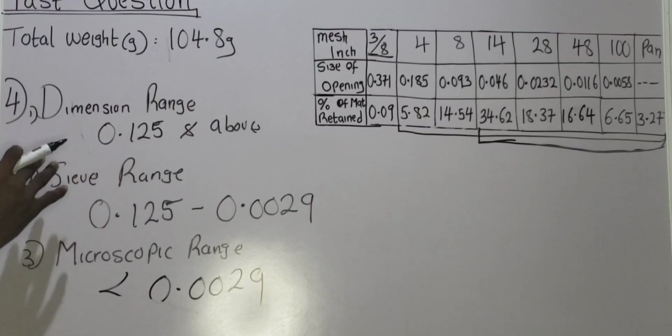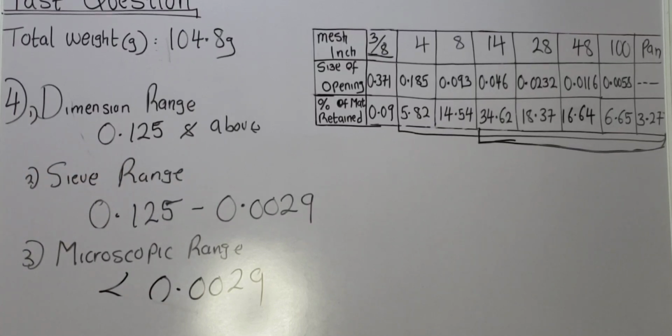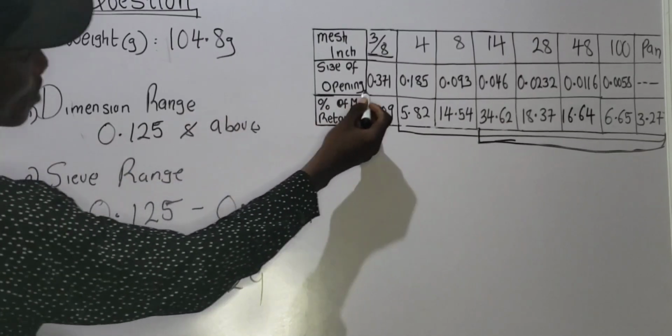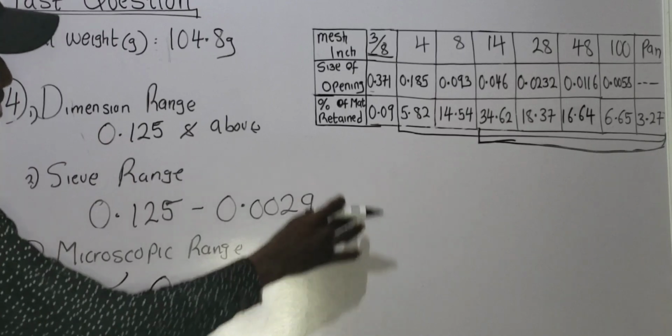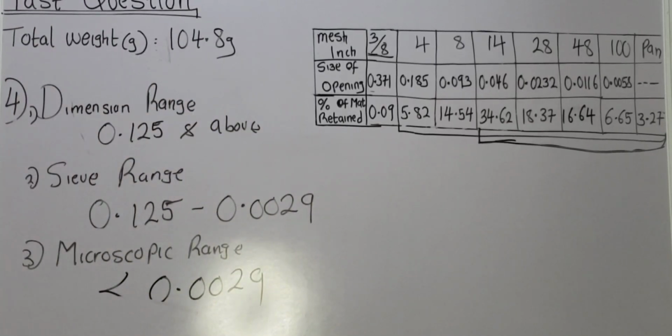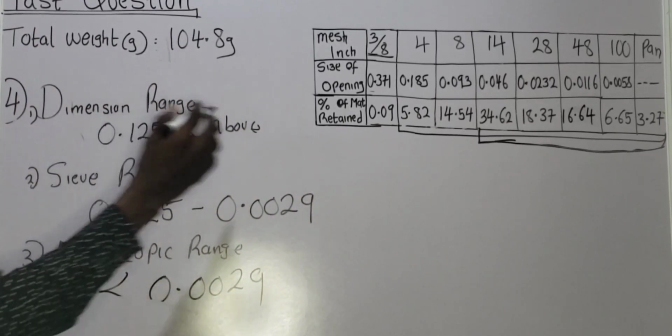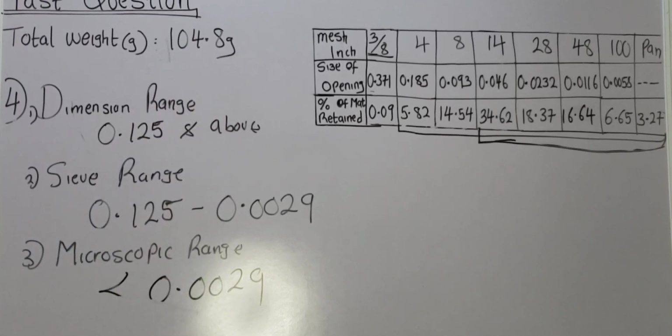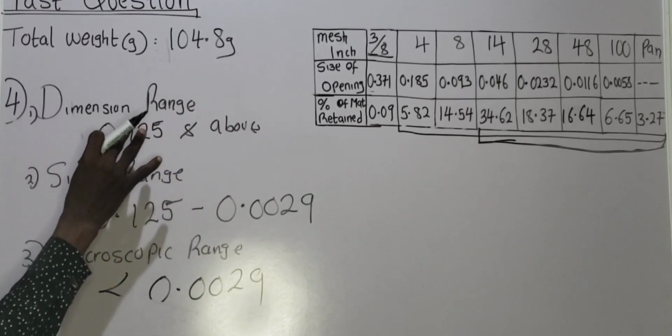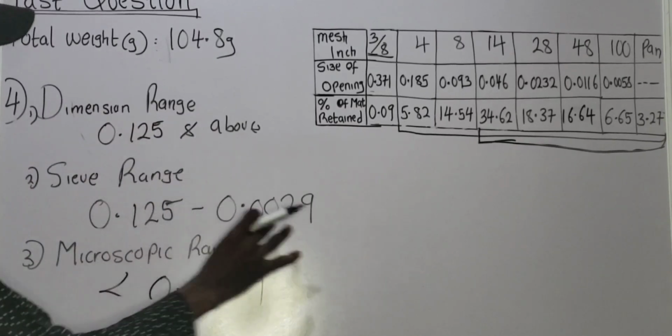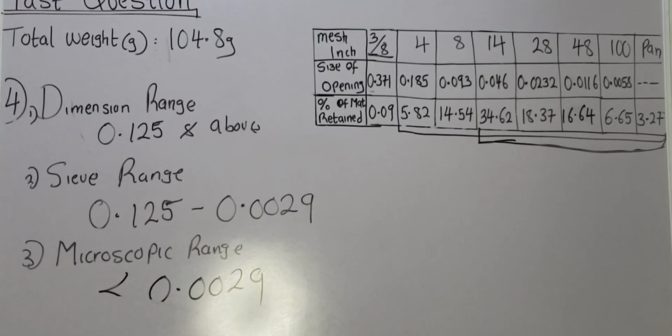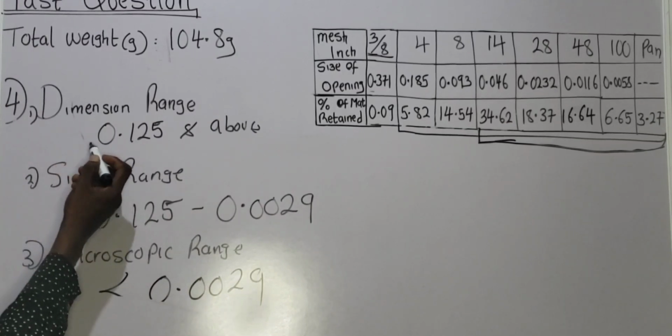Now, to know the type of materials in that mesh, we have to check the size of opening, and we have 0.371. Now we have to go back to our range, the classes of materials based on sizes, where we have the dimension range, sieve range, and microscopic range. Now, where does 0.371 fall? Is it greater than 0.125, or does it fall in this range, or is it less than 0.0029?